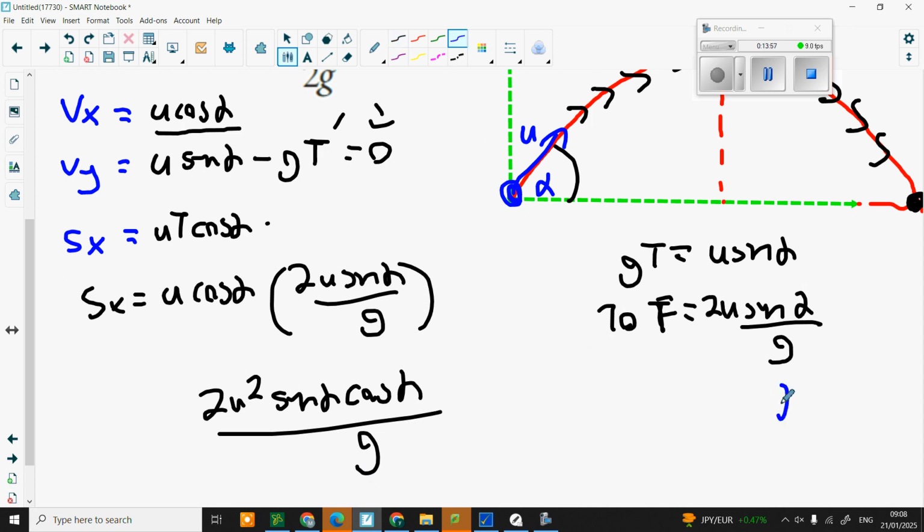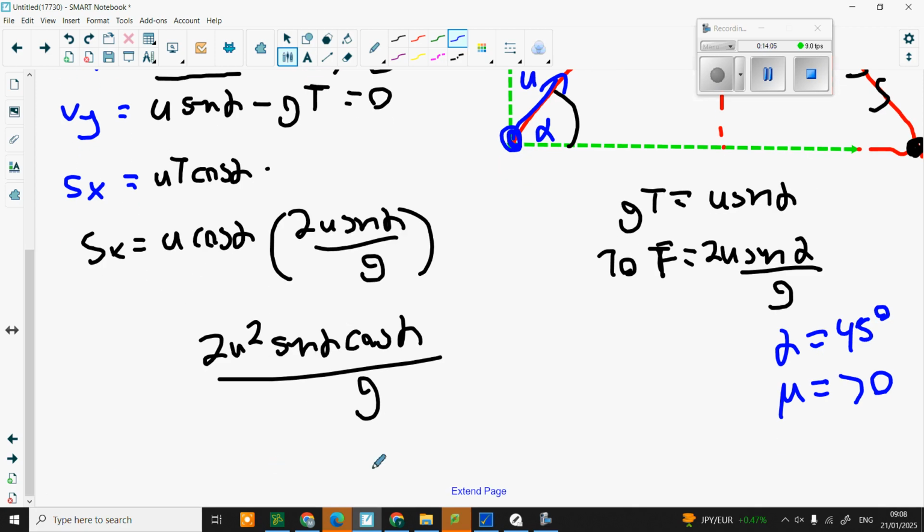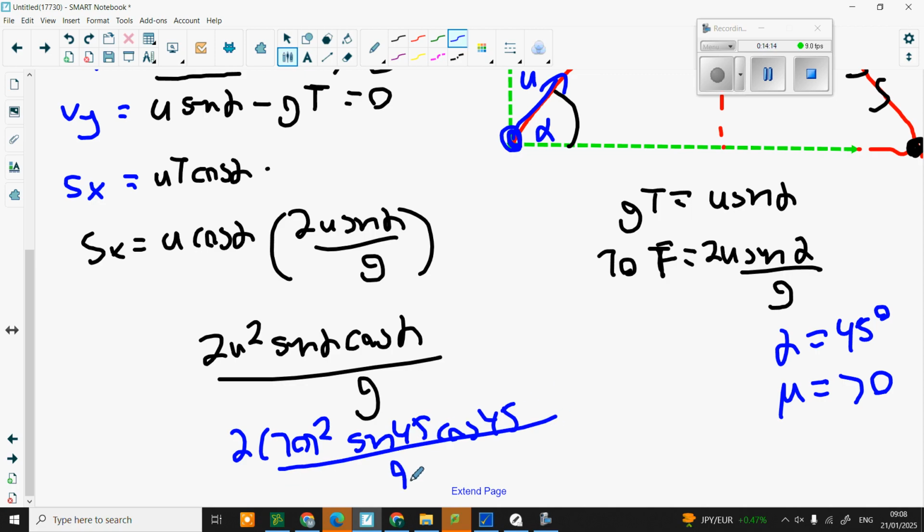Okay. What we learned recently, that the angle is 45. The u value is 70. So I think we have everything we require here, don't we? 2 times 70 squared sine 45 cos 45 all over 9.8. You should be able to give me a range of 500. And that was a proof question, wasn't it?